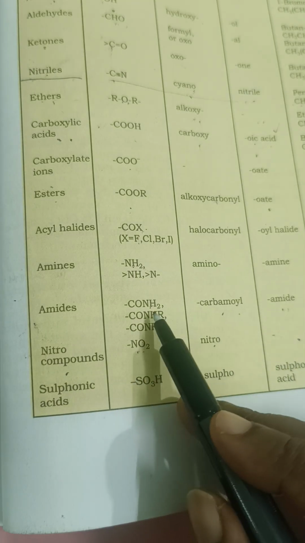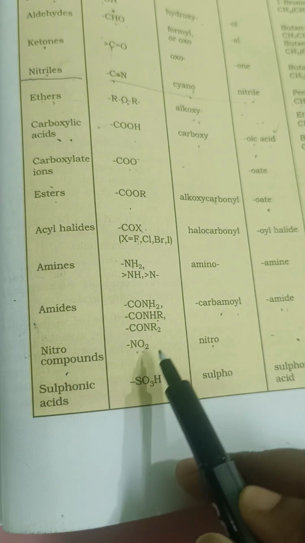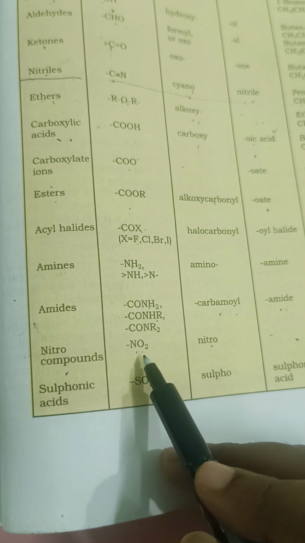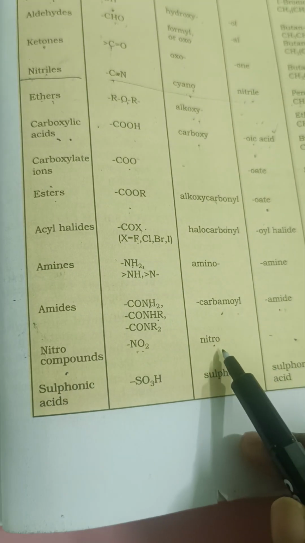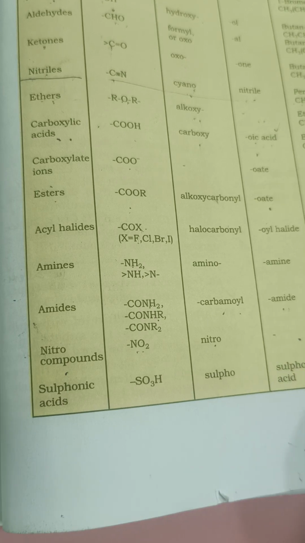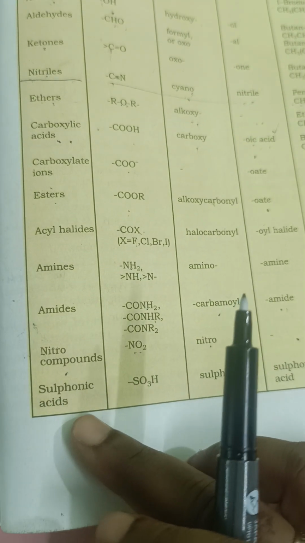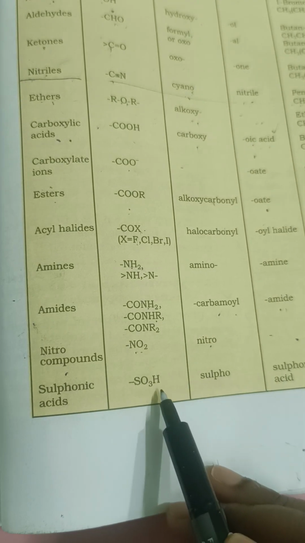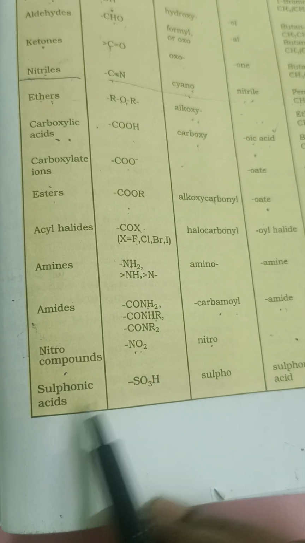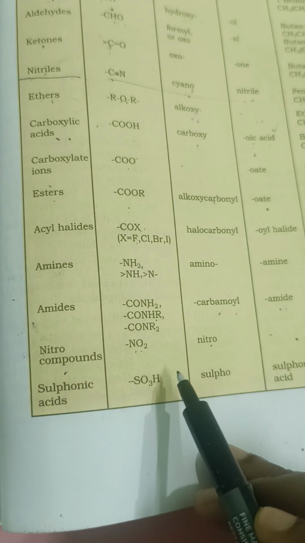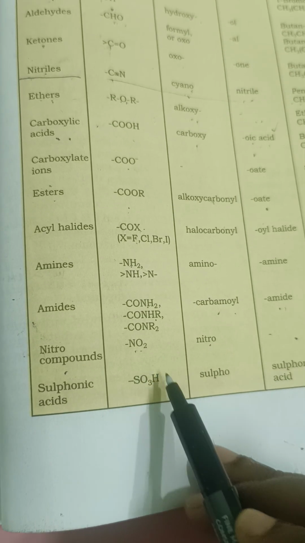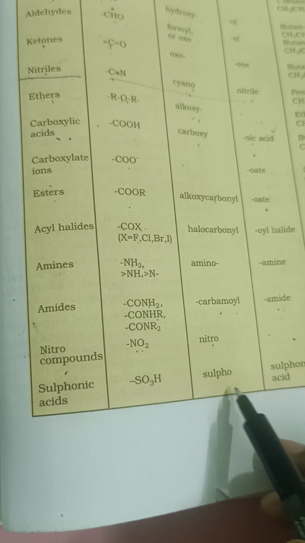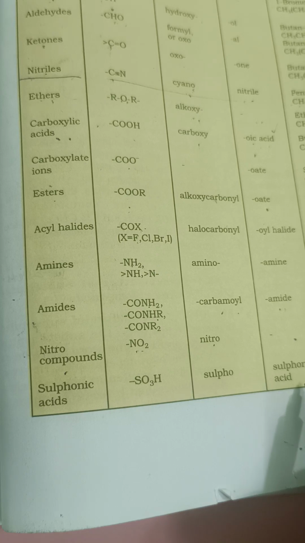Amide, CONH2. Next, nitro compounds, NO2. Simple. The NO2 group is called a nitro compound. Nitro is the prefix. There is no suffix. After explaining all this, I'll explain all the examples. The last one is sulfonic acid, SO3H. This group may be attached to an aromatic ring, that is a benzene ring, or it may be present in an open chain, that is aliphatic. Sulfo is the prefix and sulfonic acid is the suffix.